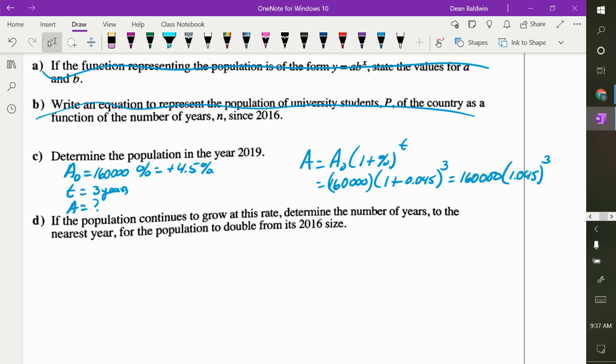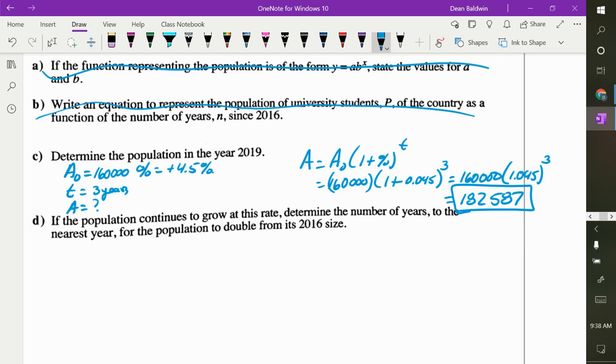Anyway, 1.045 to the power of 3 times 160 grand is, anybody? 182,587. Okay, so that's it. Does that make sense? It's figuring out all the numbers, plugging them in the formula, and it spits out the answer. In 3 years, if the population continues at the same rate, it would be 182,587.